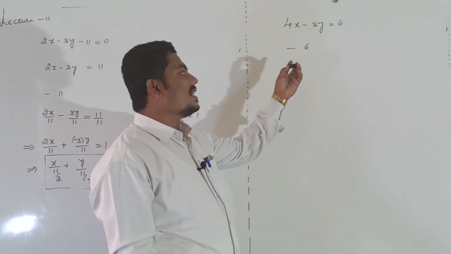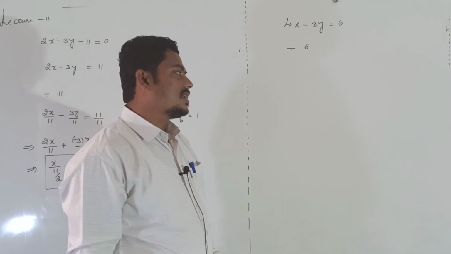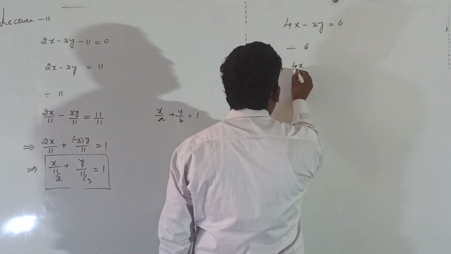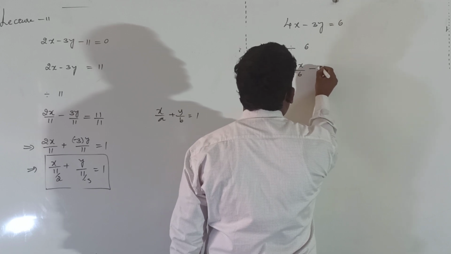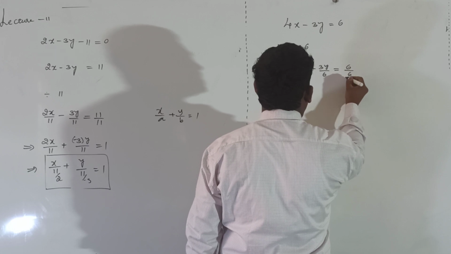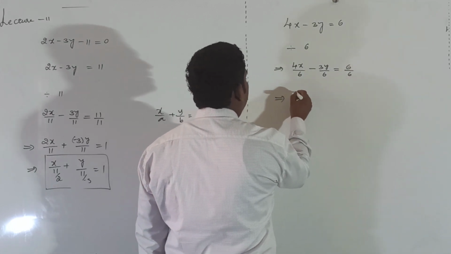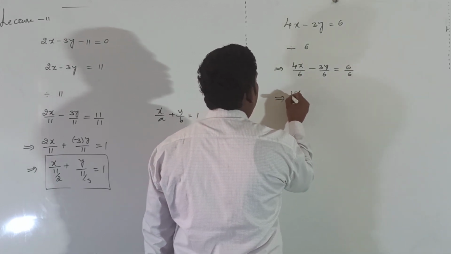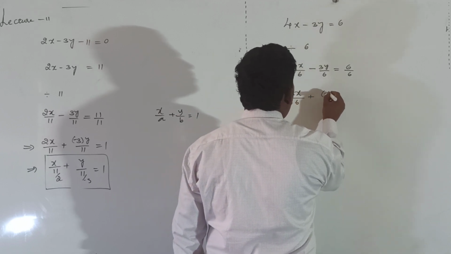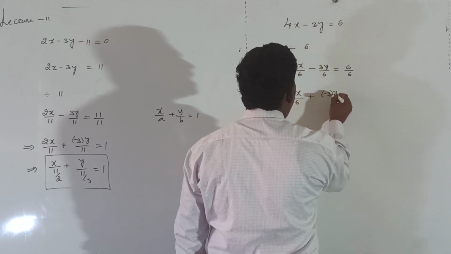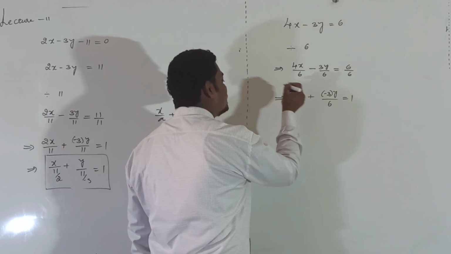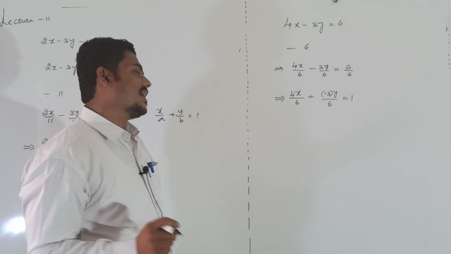In this case already constant term is in RHS only. Right. After that 4x divided by 6 minus 3y divided by 6, that's equal to 6 by 6. Then 4x divided by 6 plus minus 3y divided by 6 is equal to 1. After that take this 4 into denominator.